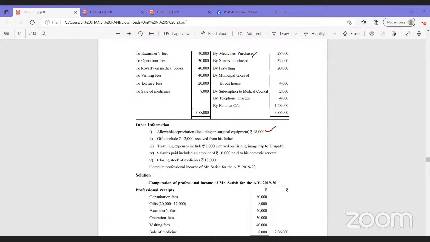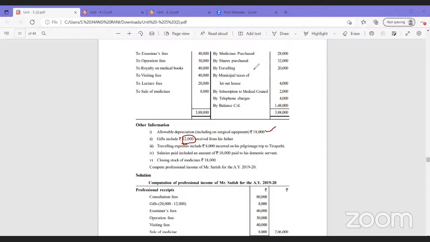How much is actually given here? Gifts 20,000. This father's 12,000 will be removed. 20,000 minus 12,000, so actually gifts from patients are 8,000 only. That will be taken as our income, not 20,000. Is it clear? We are separating professional and personal.